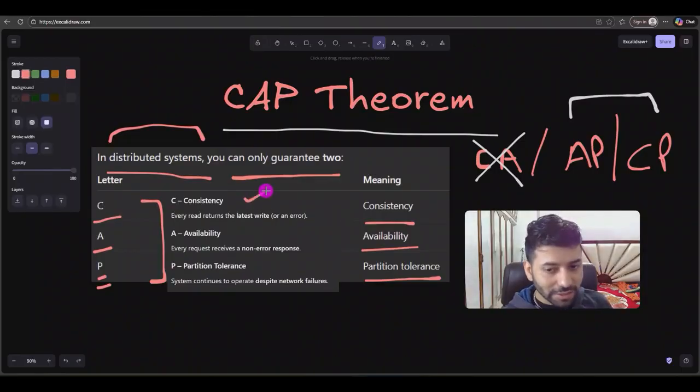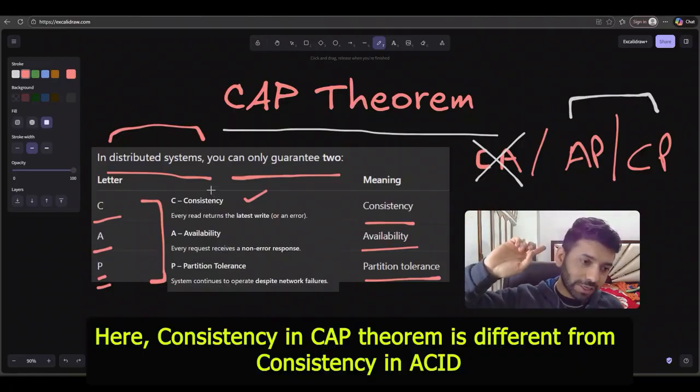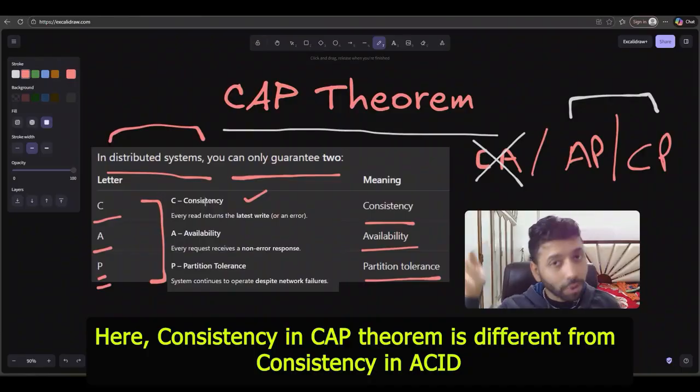First, when we talk about consistency, it would mean that every read returns the latest write. It means that whenever you perform the read operation, it should return you the latest data which is present in the database. Or if it cannot return you the latest or most updated data, it will throw you an error. It cannot provide you the old data, okay? So this consistency might confuse you with the ACID properties which we discussed in SQL, but this is different from that, okay? You need to keep that in mind.